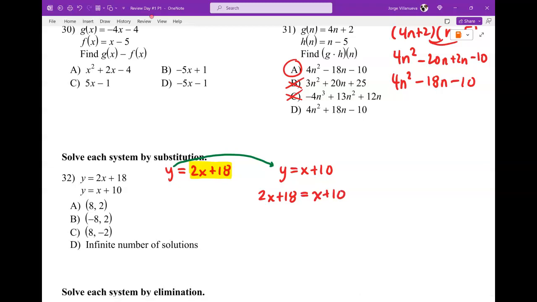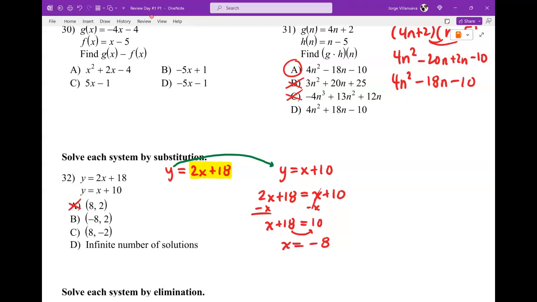So notice instead of y equal to x plus 10, I wrote 2x plus 18 equals to x plus 10. Now I'll subtract x. That gives me x plus 18 equals to 10. And then I'll subtract 18 on both sides. So I'm going to move this over. That gives me x equal to negative 8. So I could tell what my answer is right now. What's my answer? B. B, right?